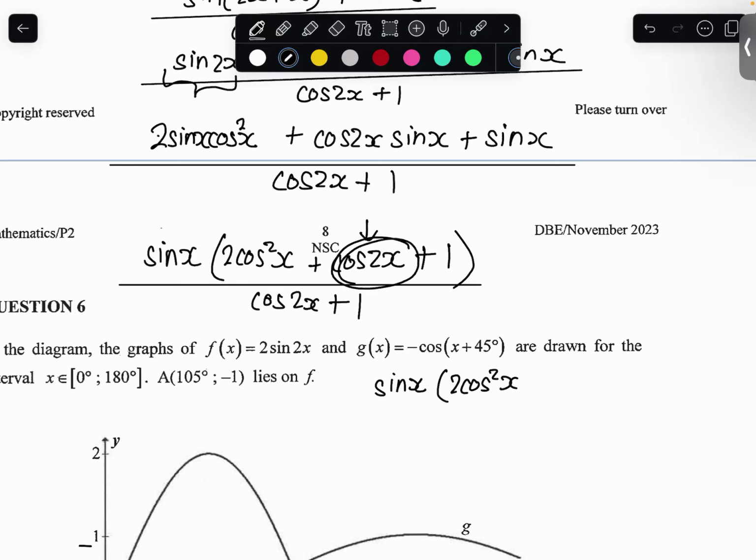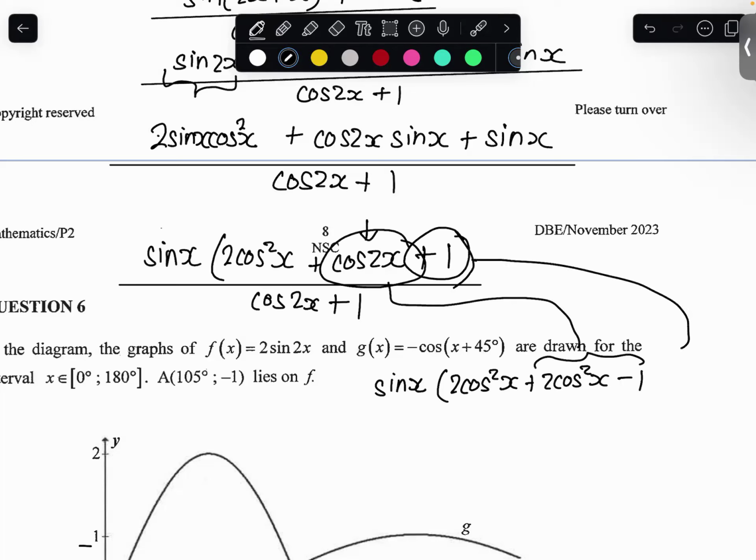This one I'm going to change into something that's going to cancel out the 1. So I'm going to change it into plus 2 cos squared x minus 1. That becomes that, right? And then bring down the plus 1 at the end. This is all over cos 2x plus 1, right? This and this is gone.